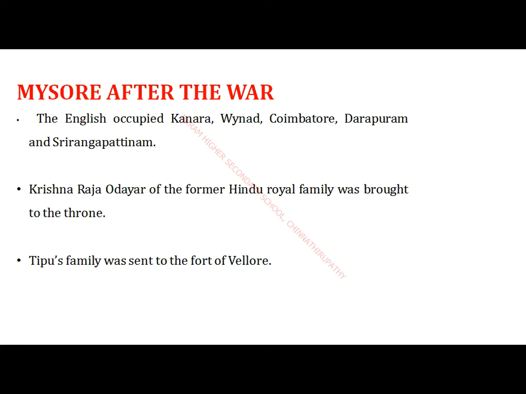Okay, children. And after that you have learned in previous classes about the Carnatic Wars. The Carnatic Wars took place in 3 parts, that is the First Carnatic War, Second Carnatic War and Third Carnatic War. In the First Carnatic War, the time period is 1746 to 1748. The Second Carnatic War is the time period 1749 to 1754. And the Third Carnatic War took place in the years 1756 to 1763.